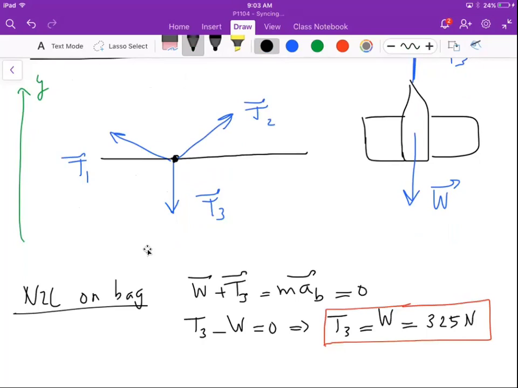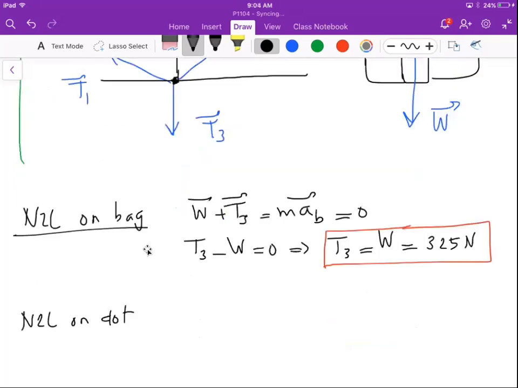So let's take it in our calculation. Very good. We are done with the back. Let's see what is happening now at the intersection. So Newton's second law on the intersection, on the dot: we have T1 plus T2 plus T3 is equal to 0, again because this intersection point is in equilibrium.